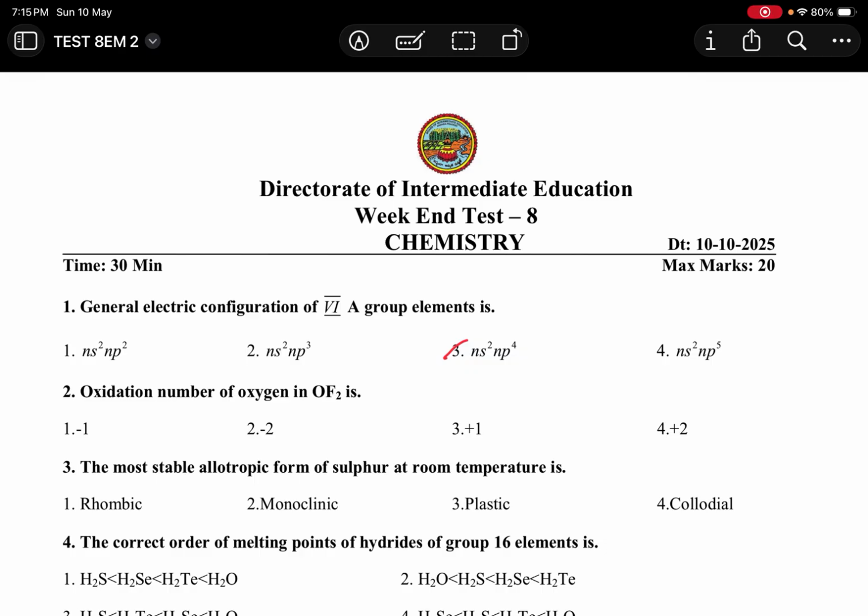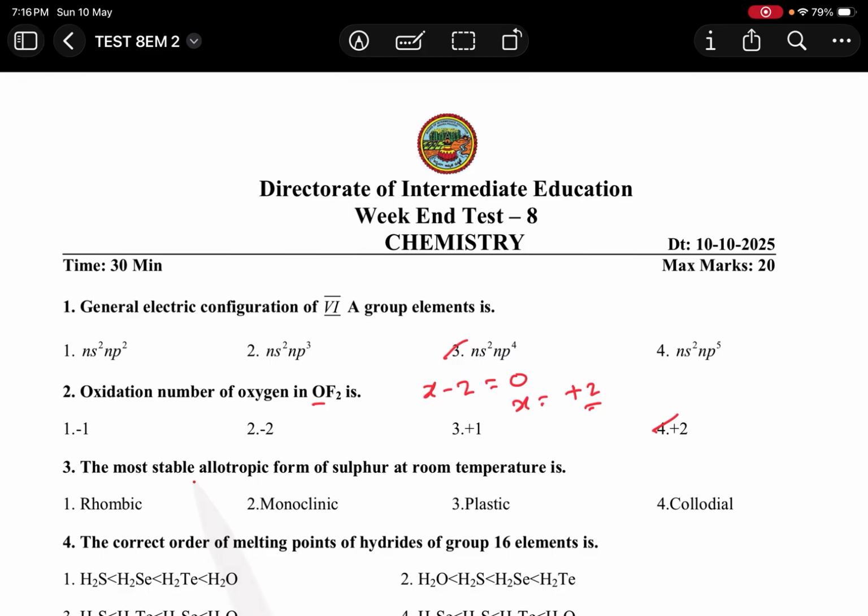The oxidation number of oxygen in OF2. Oxygen exhibits a positive oxidation state in OF2 and O2F2 only. In OF2, consider the oxidation state of oxygen as X. Fluorine has -1, 2 fluorines -2, X - 2 equals 0. So X is equal to +2. So the oxidation state of oxygen in oxygen difluoride is +2. Option 4 is the correct one.